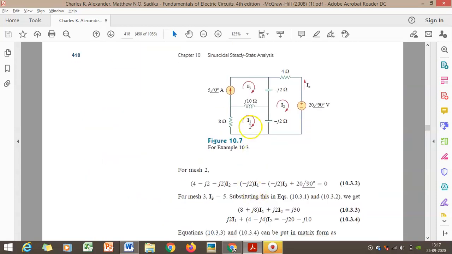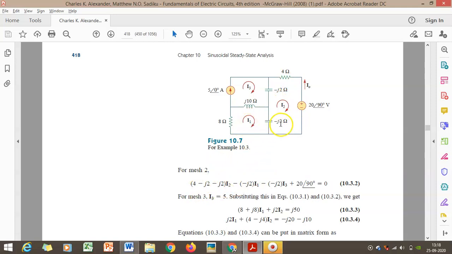Second mesh, here we have a voltage source, so the voltage source will be added here. But the current direction is from plus to minus, so it should be minus on the right side. So minus 20∠90° is on the right side. When it comes to the left side it becomes plus 20∠90°. And what are the currents flowing? I2 current is flowing through one capacitor, second capacitor and the resistor. So adding all these three and multiplying with I2 is the first term.